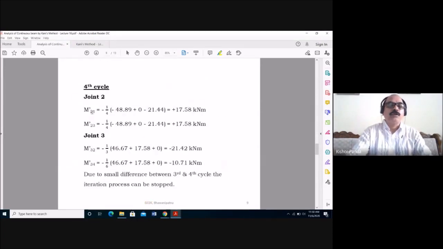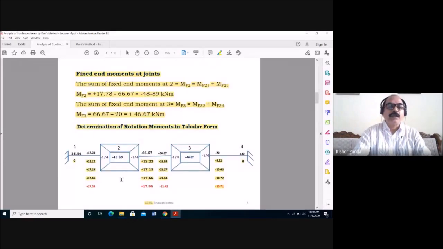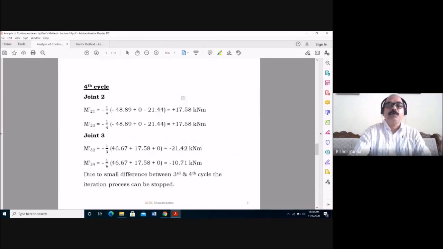Cycle 4. Again you go to joint 2 and joint 3. Find out joint 2. When you go to joint 2, you have to take u21, mf2 and sum of the far end rotation moment. So for far end rotation moment, what you have to take here? This side you got minus 21.44 and this side 0. Minus 1 by 4 into minus 48.89 plus 0 minus 21.44. So here you got 17.58. Similarly, m-23 also minus 1 by 4 into minus 48.89 plus 0 minus 21.44.